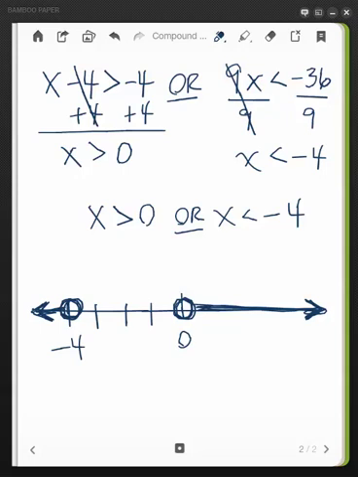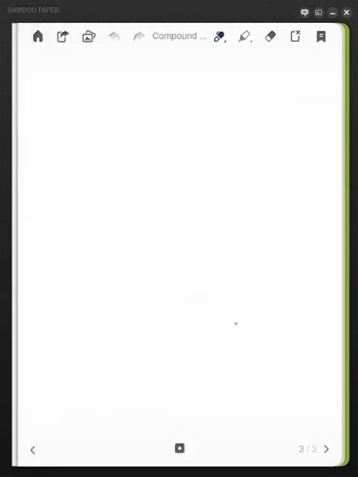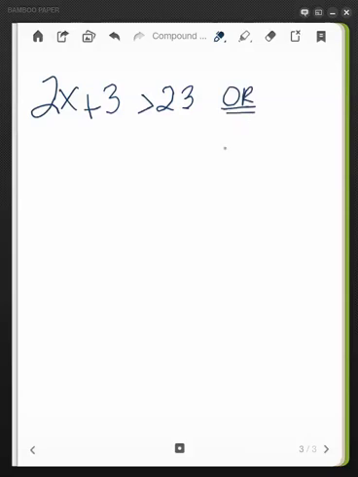Let's look at another example. 2x plus 3 is greater than 23, or 10 minus 8x is greater than 82. Now, once I finish giving the instructions, try to pause it and see if you can solve this piece by itself and this piece by itself. So go ahead and pause and see if you can solve each inequality.